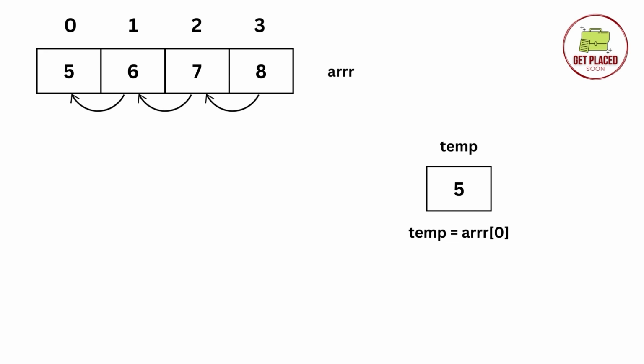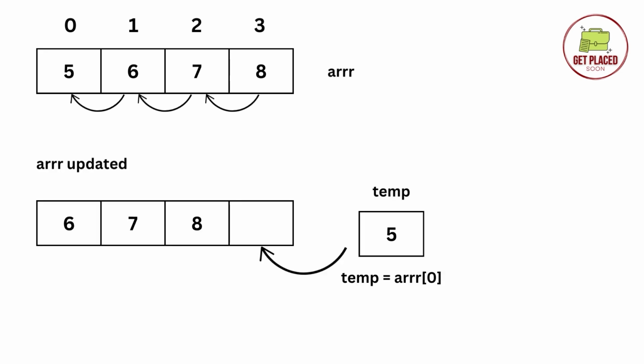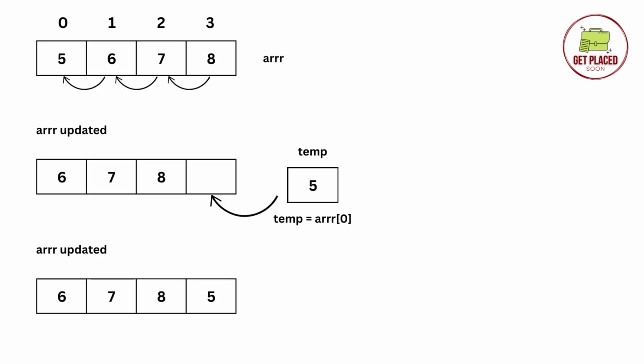Previously, in that approach, we shifted the elements to a new array. But in this approach, we are updating the same given array without creating any extra space. So after shifting the other elements, we are going to add the first saved temporary variable value, that is 5, towards the end of the array. And then we have successfully left rotated by one element. The resultant array is 6, 7, 8, 5.